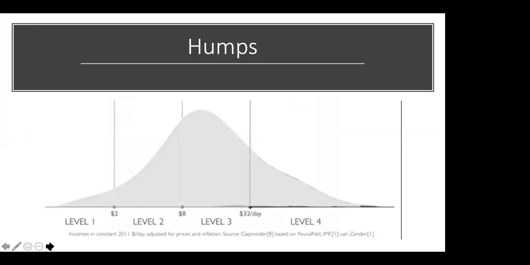This is a graph of income. Notice how it forms a hump shape. Level 1 is low and grows up to level 2 as income increases. Then it peaks at level 3, where the majority of people in the world live. The graph declines into level 4 as there are fewer people in the world who are so wealthy. Next, please.